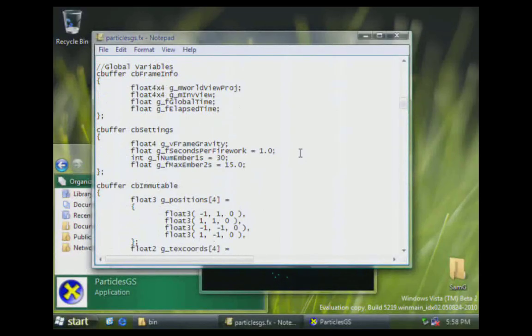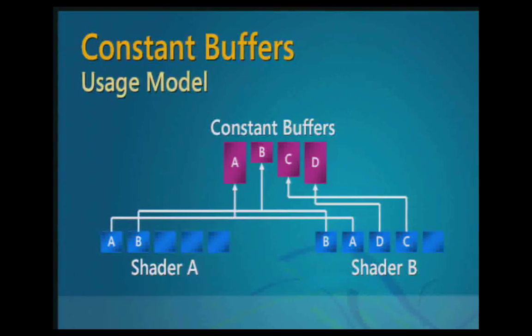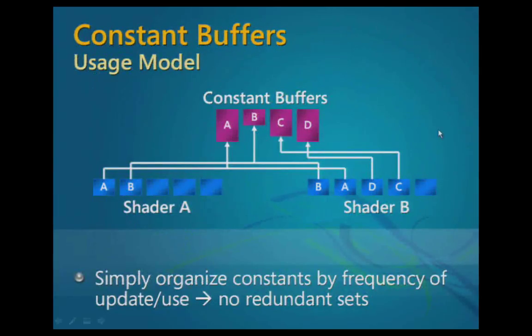Now in D3D10, constant data is organized into things called constant buffers. You'll recall what we want to do is minimize the amount of CPU overhead in order to issue our shader calls. So in D3D10 you can organize your shaders by frequency of update and use into these resources called constant buffers. The shaders themselves can share these constant buffers, but when you're doing updates or sets from the CPU, you're only setting the stuff that needs to change at the current time. So you can organize your data appropriately, so for any given shader, you're only updating the minimal amount of data.